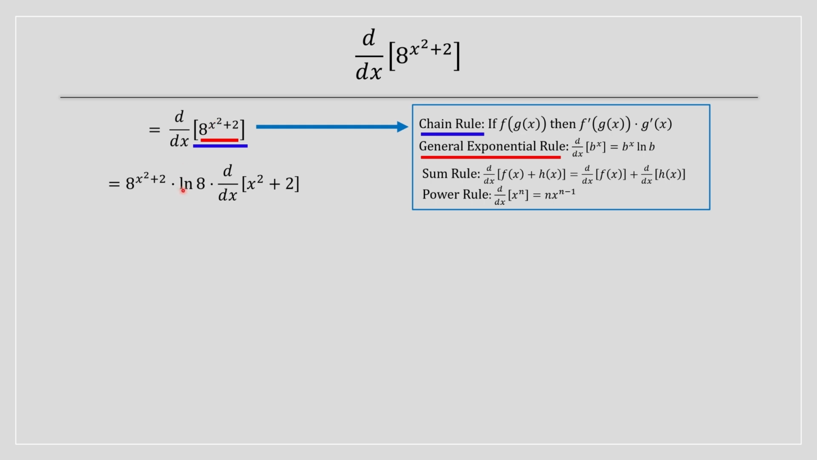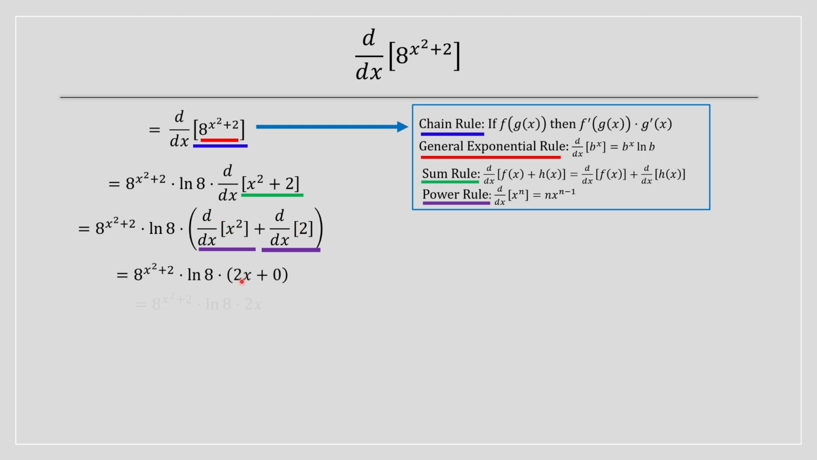because it's our g of x, and after here we do ln 8, and after we do the derivative of the top portion. Now, for the top portion, we have to apply the sum rule, right, because there's a plus symbol, and after we do the derivative of this portion, which would be the power rule, and the derivative of this portion would be another power rule. This can be 0 because it's a constant, here it will be 2x, and we rearrange it, and we get this as the answer.